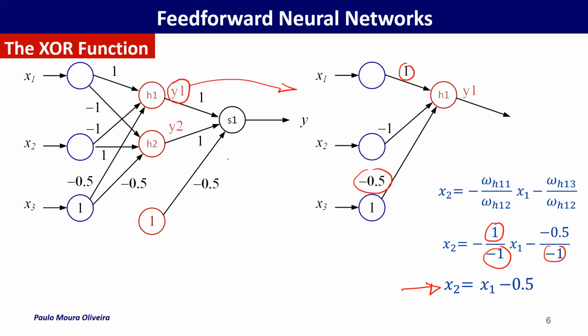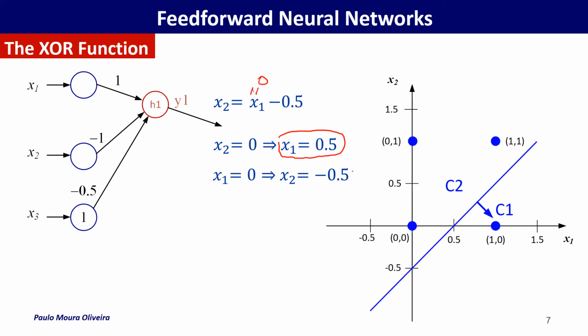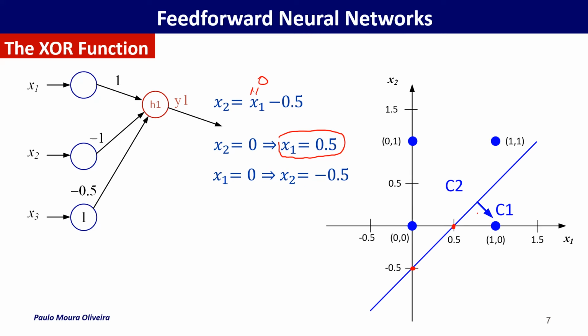We can do the same for the second one. Sorry, before that we are going to see what happens if you put here x2 equal to 0. We get a point for the line, which is this one, 0.5. And if we put this equal to 0, of course we get -0.5. So if you represent the line, it passes through these 2 points, and the discrimination is this one. So we have two classes, one of the classes is C1, the other C2.